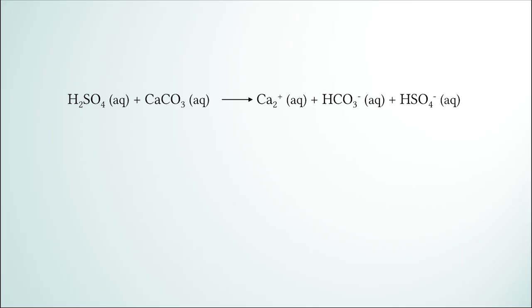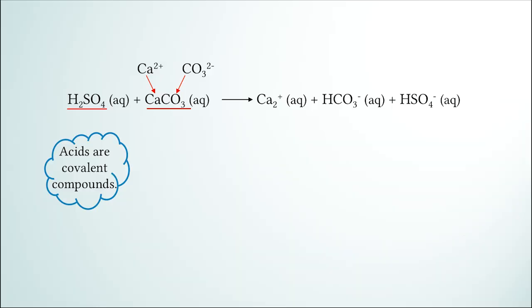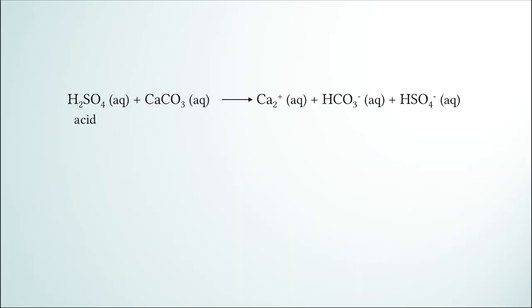Though there are many substances in this reaction, there are two reactants, hydrogen sulfate and calcium carbonate. If you remember that calcium carbonate is an ionic compound, then you know that it cannot be the acid because by definition, acids are covalent compounds. That means hydrogen sulfate has to be the acid. But if you didn't remember that, you can still figure this out one of two ways.